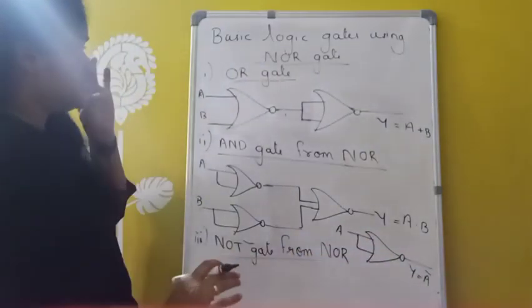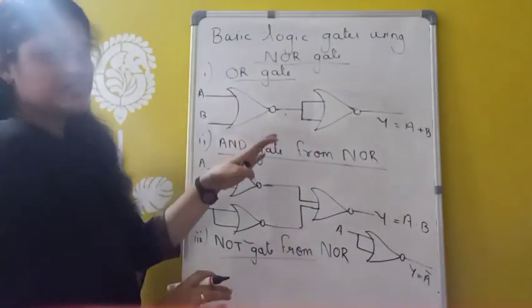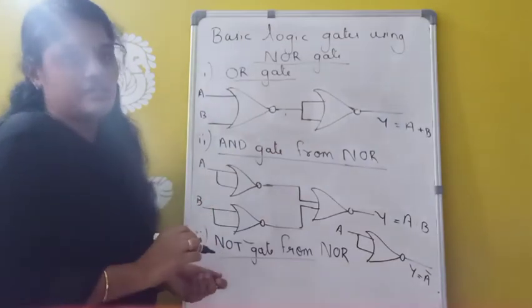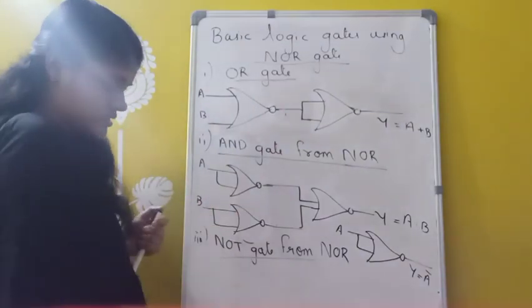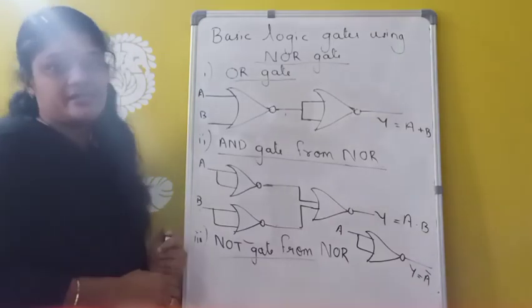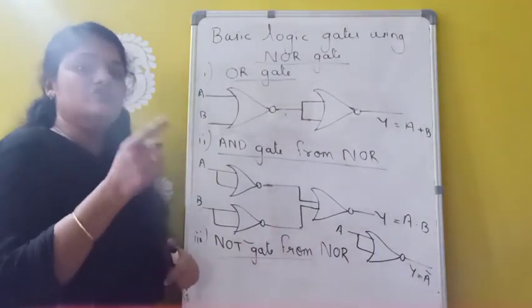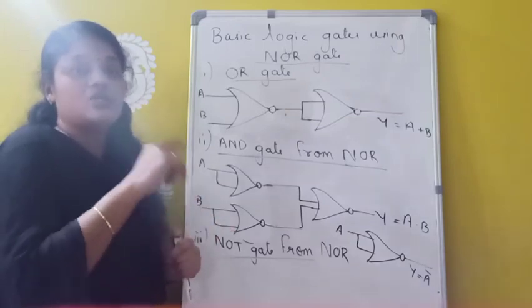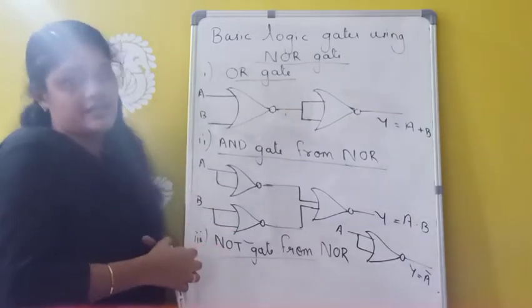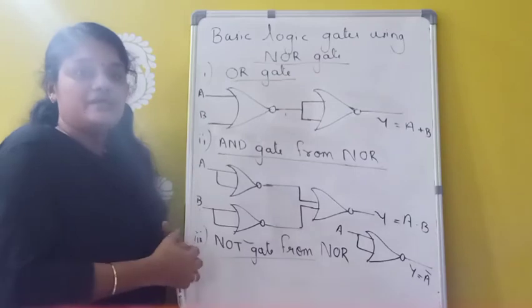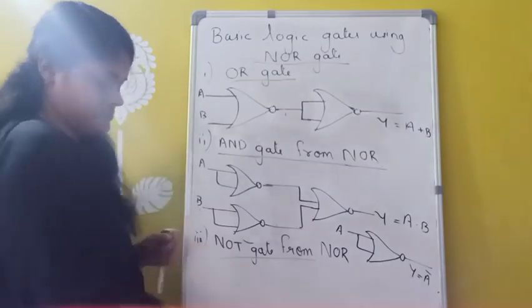So these are the derivations of basic logic gates from which one? Universal gates. Now the answer for this one is: NOR and NAND gates will be giving the output as 0 when both the inputs are 1. And NAND and NOR are considered as the universal gates, and the basic logic gates are AND, OR and NOT.